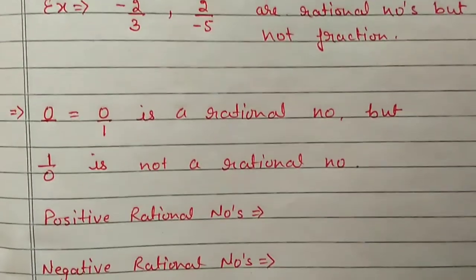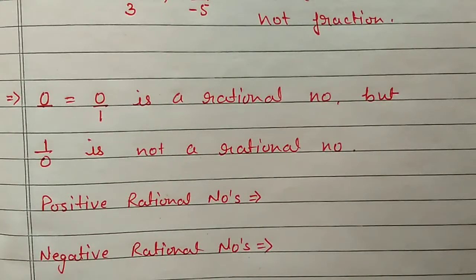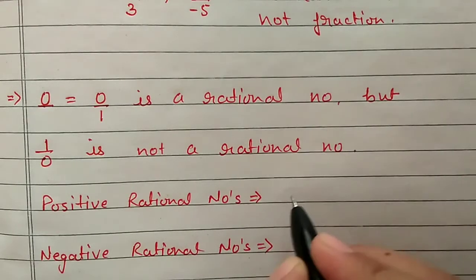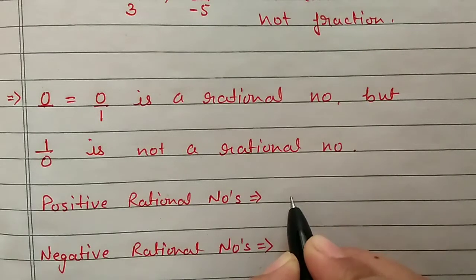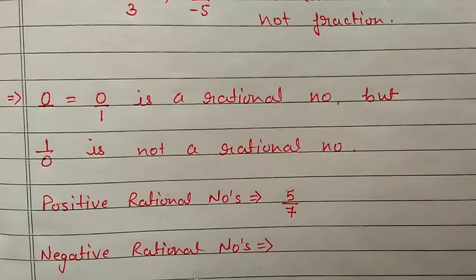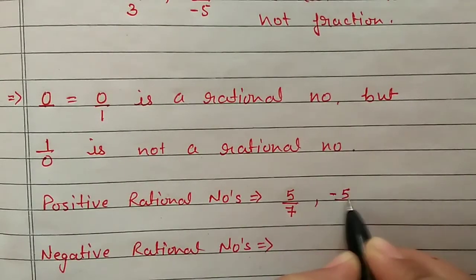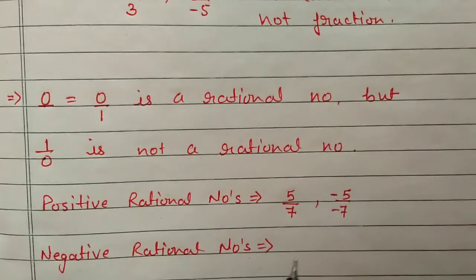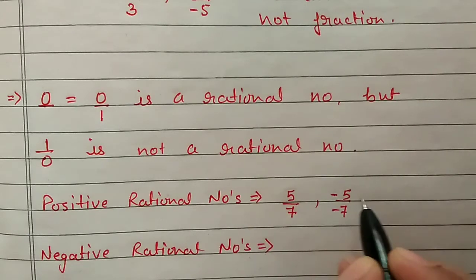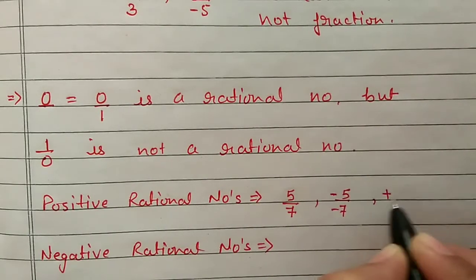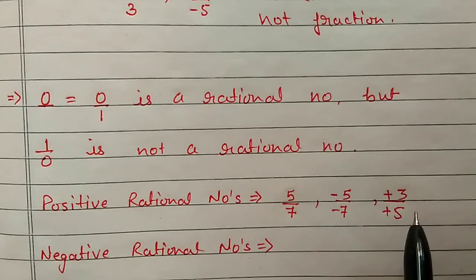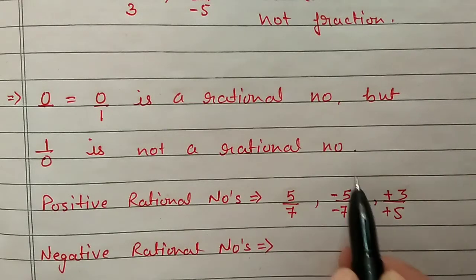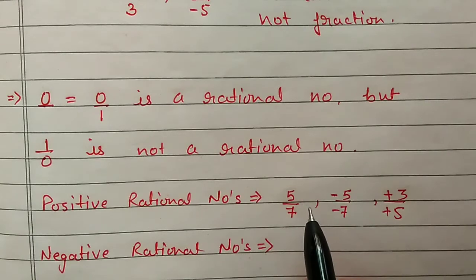After this, next you will learn about positive and negative rational numbers. Positive rational number: if the final symbol is plus, then we will call it a positive rational number. So this type of example, 5 by 7 is a positive rational number, or minus 5 by minus 7. In this case also minus and minus will cancel out, and finally you will get 5 by 7. So this is also a positive rational number. Or it may be written like this, plus 3 by plus 5. Then also finally it will be plus. So this is also a positive rational number.